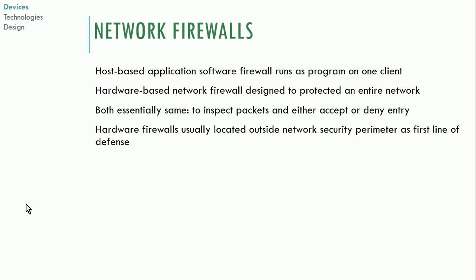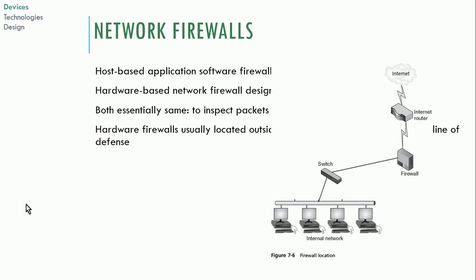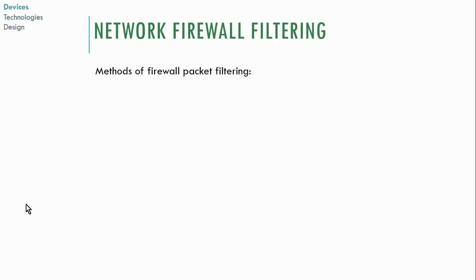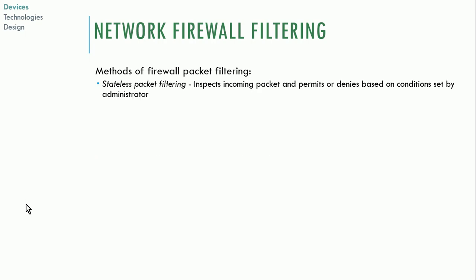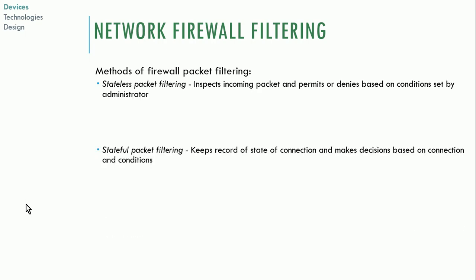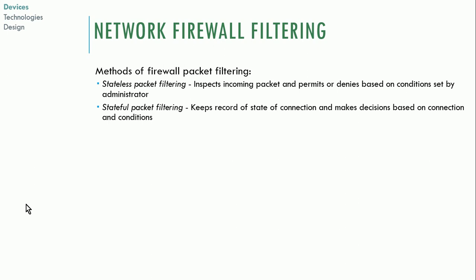But basically, firewalls and hardware firewalls usually are outside the network security perimeter as our first line of defense. So typically, the firewall is the first line of defense. In the old days, that used to be the router, but today we put firewalls in that position. So we can filter network traffic, and this is the most common thing we do with firewalls. There's really two types of filtering we do with firewalls: there's stateless and stateful. Basically, stateless is where we make decisions based on what's in front of us right now.